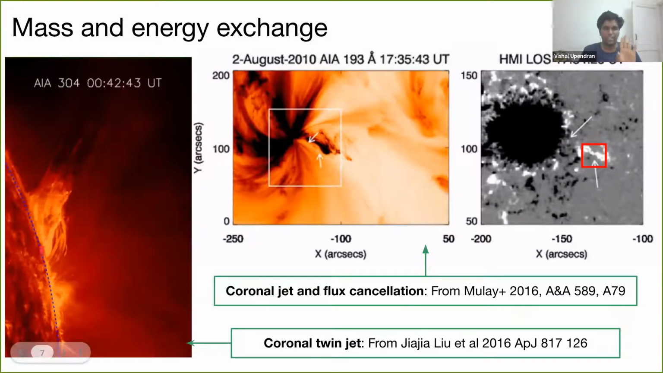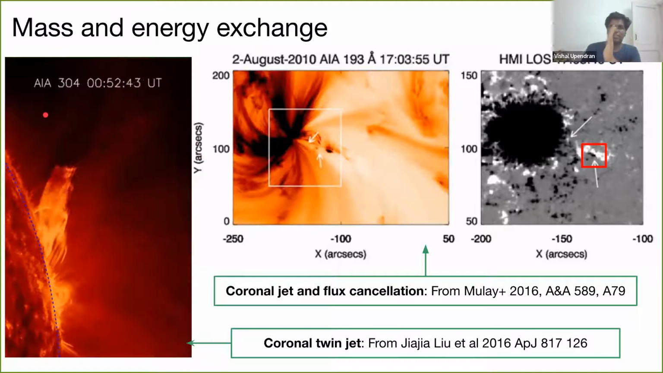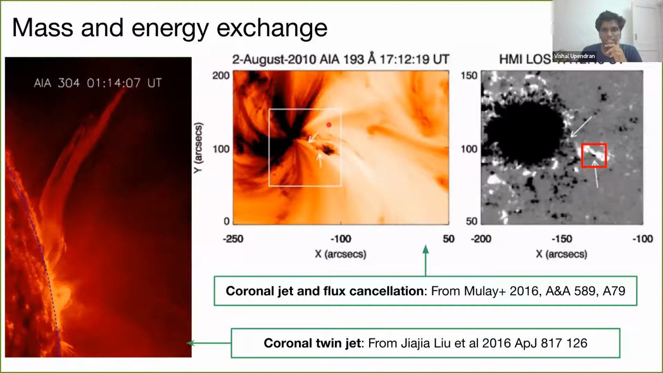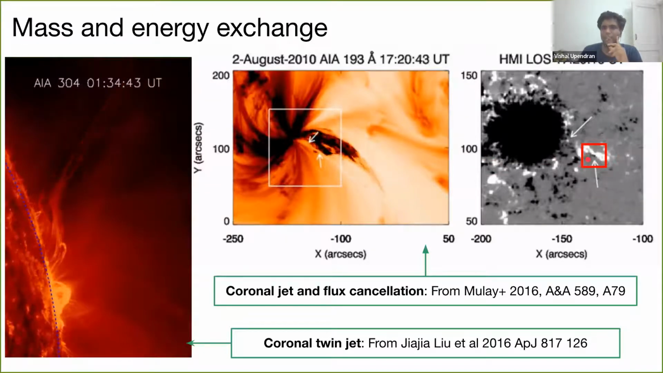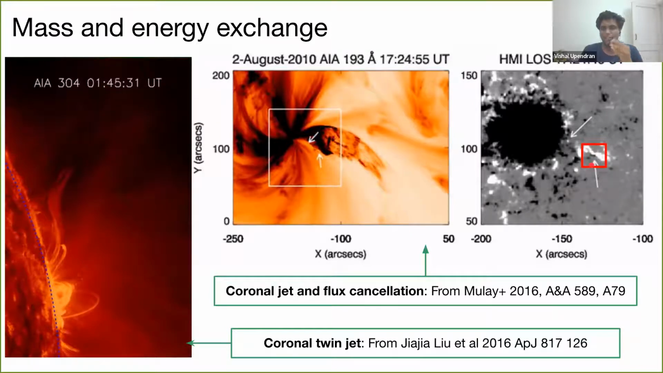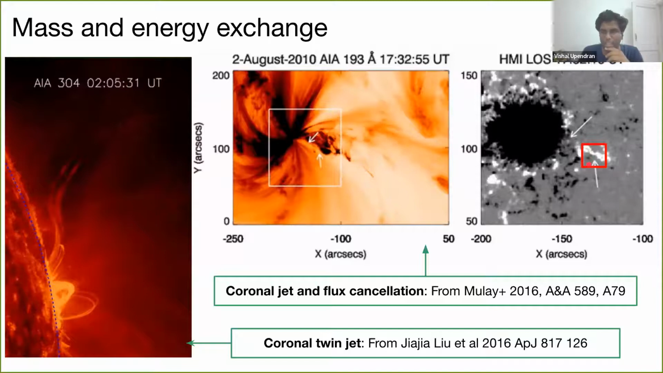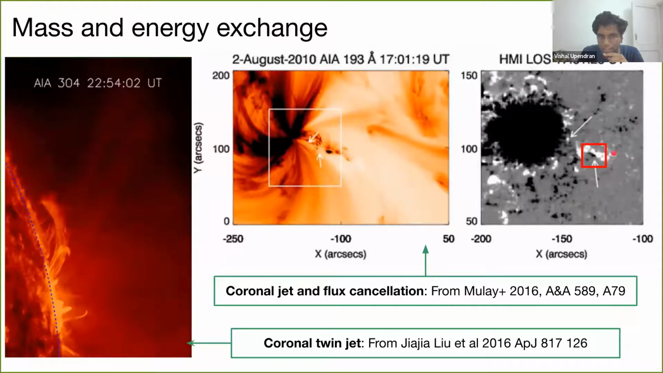The image on the left, which shows AIA 304, is on the side of the sun. It's called the off limb. Now, if you consider the face-on image here, and the corresponding image on the right side, which basically tells you the magnetic field, where black is negative polarity and white is positive polarity. Look at the red box, and let's wait for the animation to start.